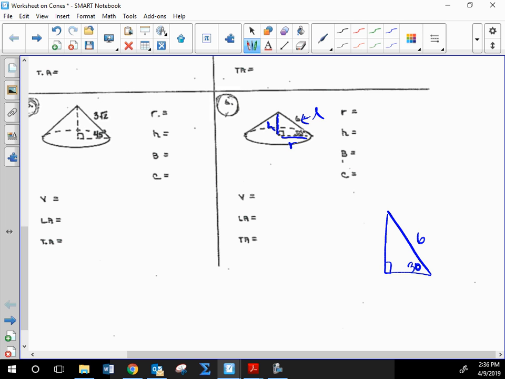30, 60. There's 36. Alright, so if my hypotenuse is 6, what is going to be 3? My height or my radius? Radius. I heard height and I heard radius. Okay, so talk to your shoulder partner. Is your height 3 or your radius 3? Or is it both?